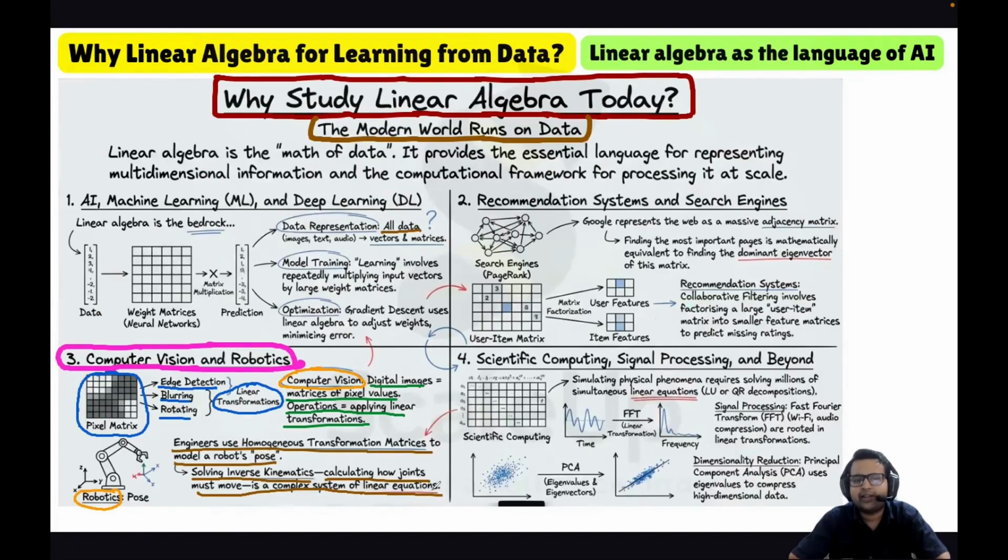So now it's very clear that linear algebra has applications in computer vision and robotics. In computer vision, we represent digital images in the form of pixel matrices, and processing of an image is basically the linear transformations performed on the pixel matrices. Similarly, in robotics, we use homogeneous transformation matrices to model a robot's pose. And to solve inverse kinematics, we make use of complex systems of linear equations, which is a part of linear algebra.